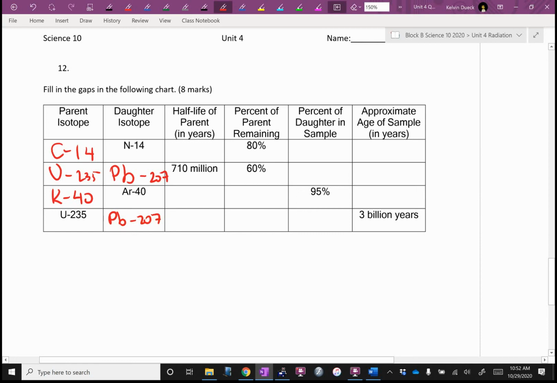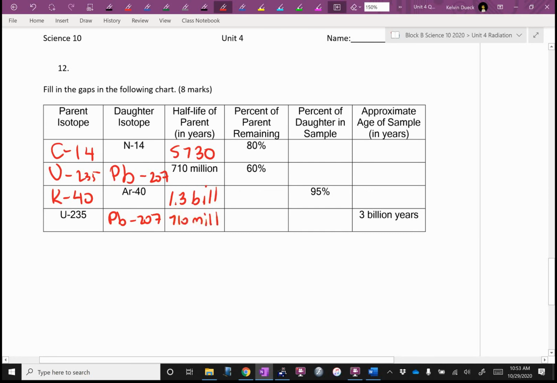What is the half-life of carbon-14? 5,000 something. Nitrogen- Don't need to memorize that. It's on your sheet. What's the half-life of potassium-40? 1.5? I think it's 1.3. I didn't think it was a nice number like 1.5. That'd be too convenient. The universe usually doesn't give us nice numbers. And uranium-235, we already said was 710 million.